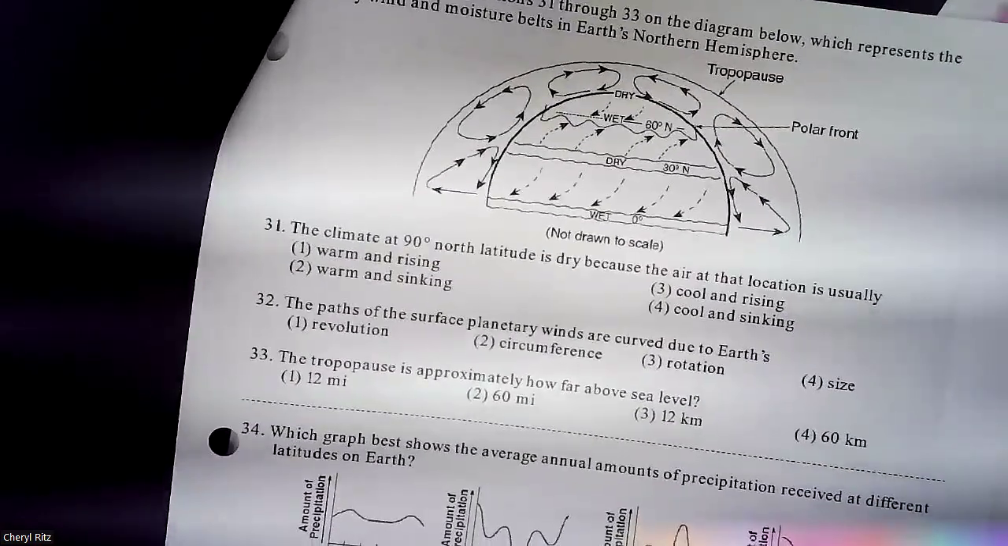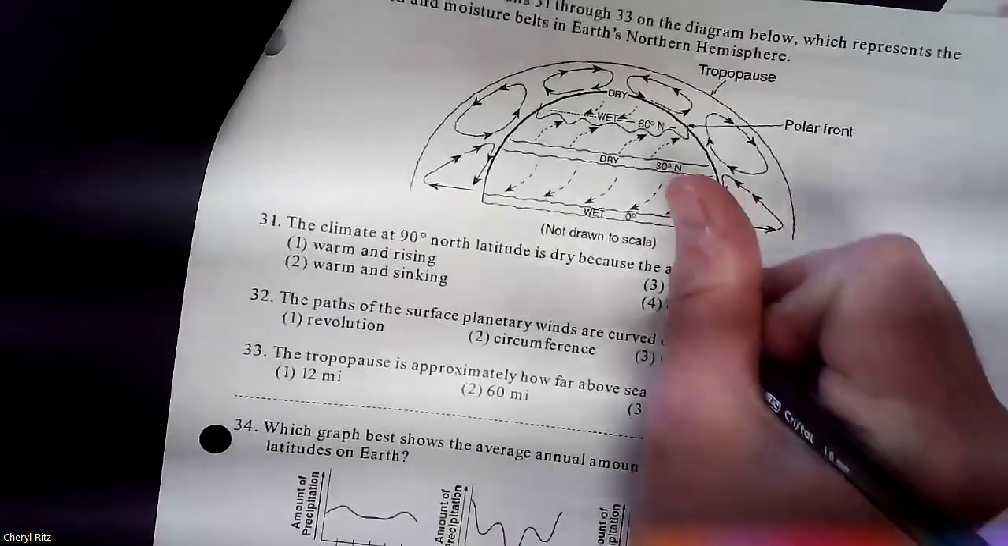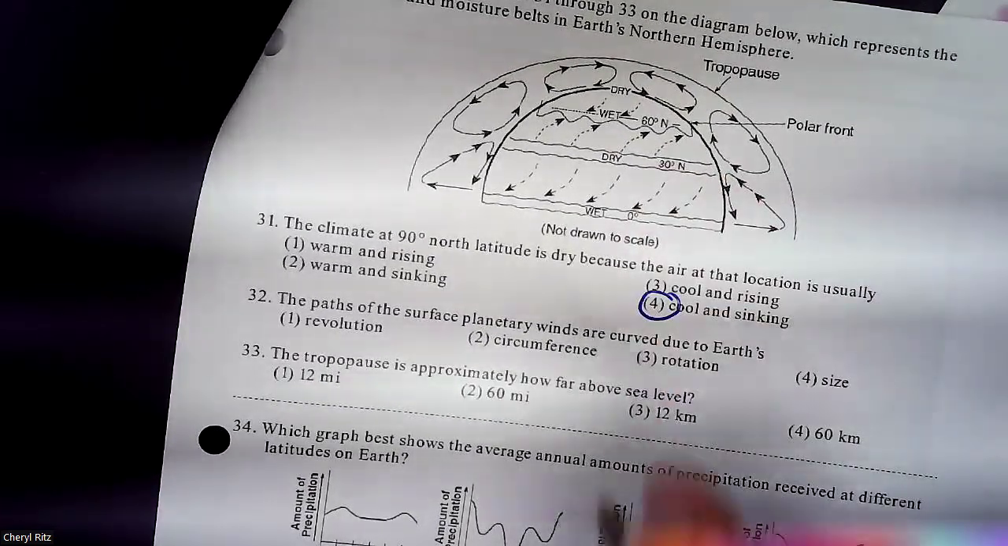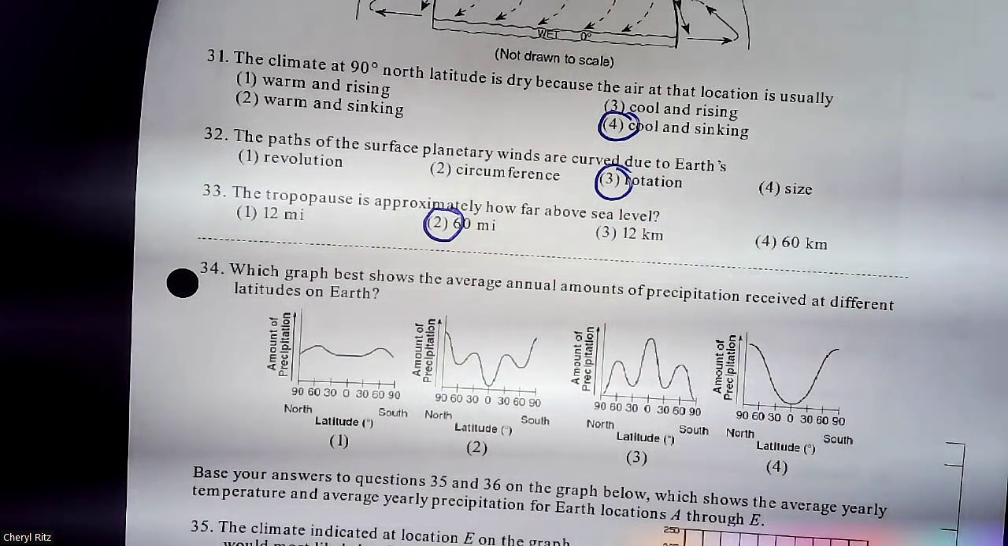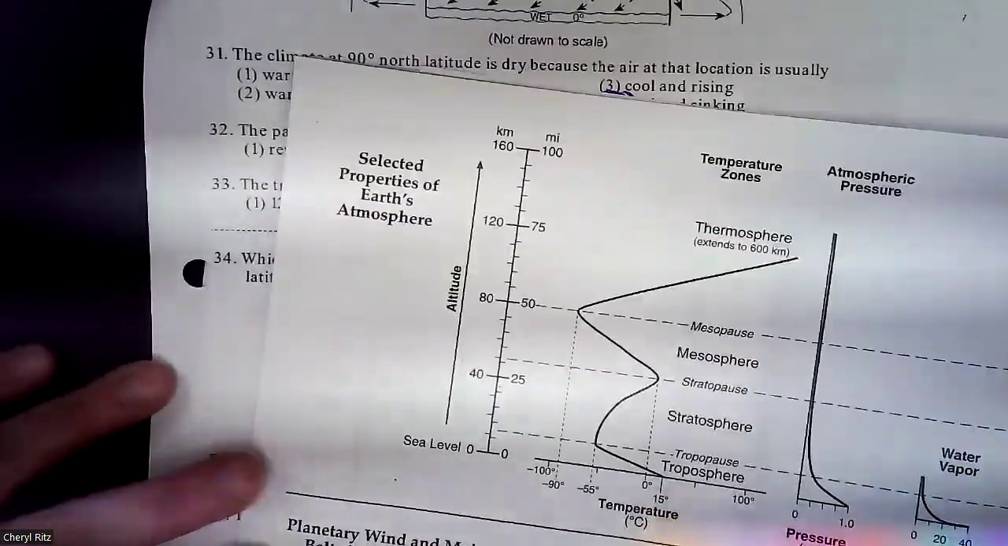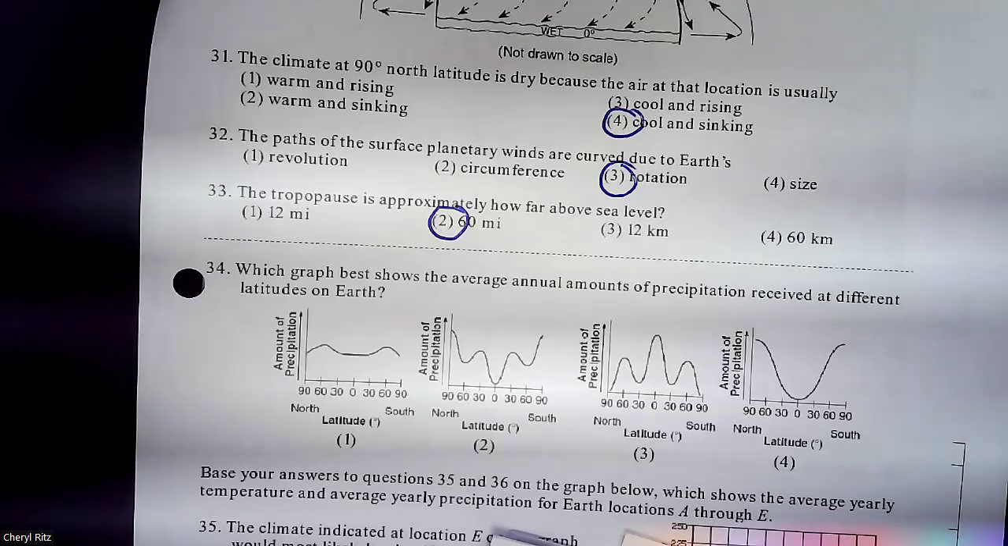All right, let's knock the rest of this out. 31, the answer is 4. 32, the answer is 3. And 33, the answer is 2. Should I go over any of those? 33, the tropopause is approximately how far above sea level? Tropopause, because it's not 60. I don't know what I just did. 33. Oh, I wrote it with 60. It's definitely not. I don't know what I did.